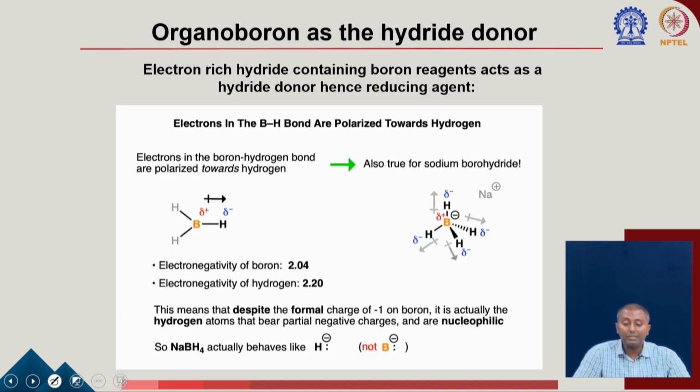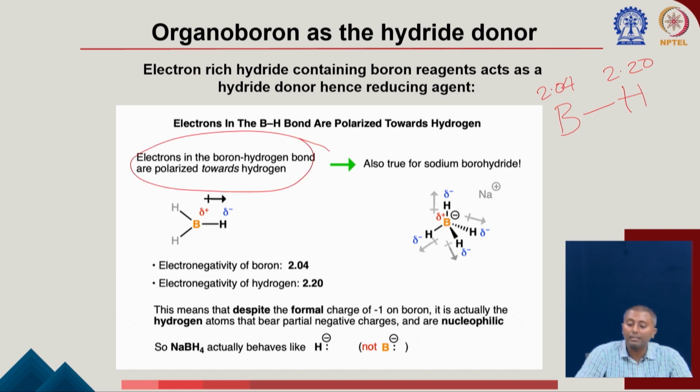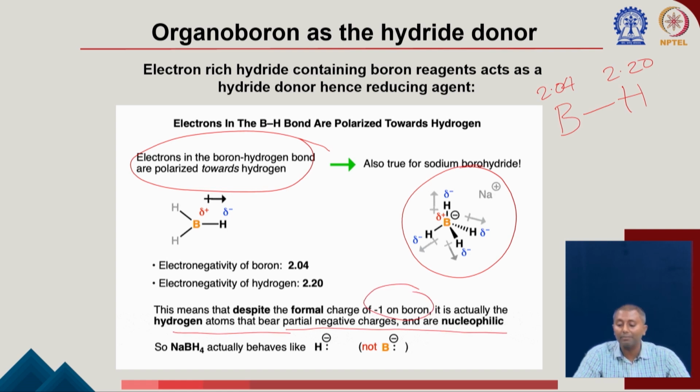Okay. So first, if you try to learn about boron and hydrogen, one thing you should understand is the electronegativity. Boron is 2.04, hydrogen is 2.20. That means if you think about the boron-hydrogen bond, the electron density is always towards the hydrogen. So the electrons in the boron-hydrogen bond are polarized toward hydrogen, correct? That's why, in sodium borohydride, despite the formal charge being -1 on the boron, it is actually the hydrogen which carries the partial negative charge.